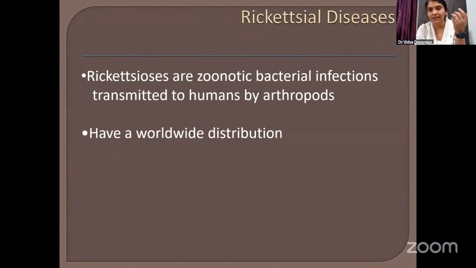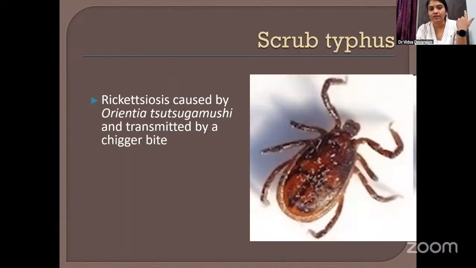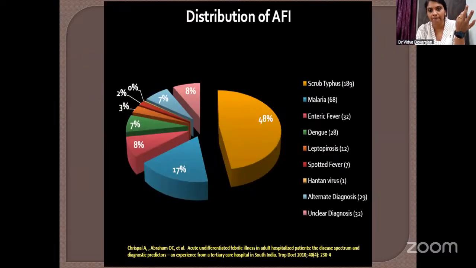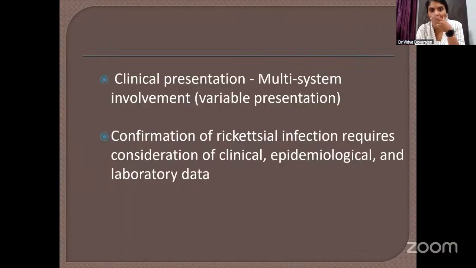Okay, so scrub typhus with ARDS. What is scrub? Rickettsioses are zoonotic bacterial infections transmitted to humans by arthropods. Orientia tsutsugamushi, that's caused by a chigger bite. That's a rickettsia. If you look at this study from CMC of acute febrile illnesses, scrub typhus was one of the important causes, about 48%, 189 cases were that of scrub. They typically have a multi-system involvement.